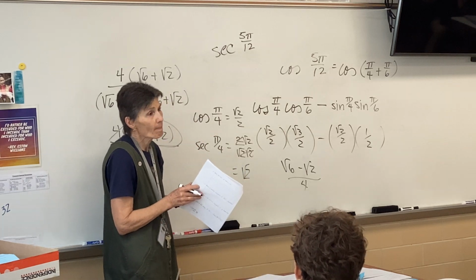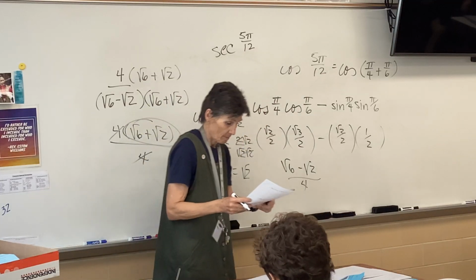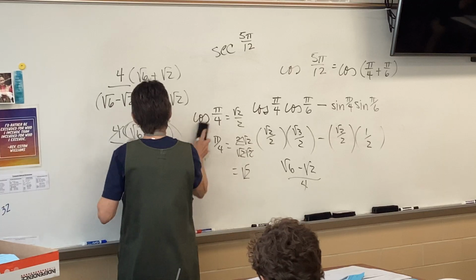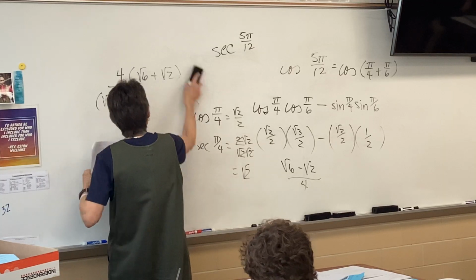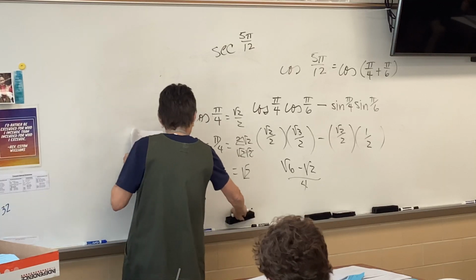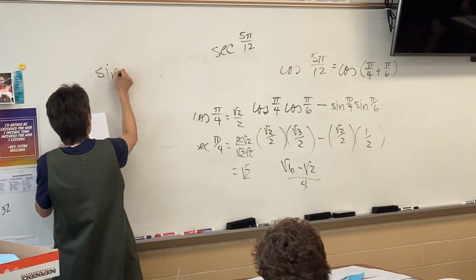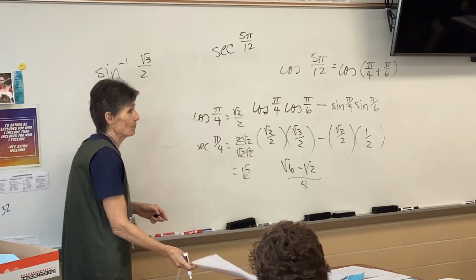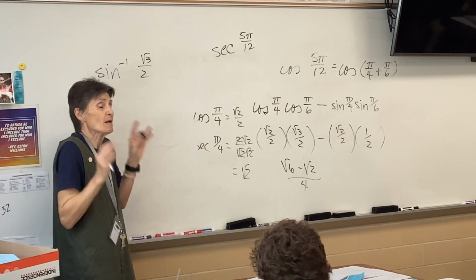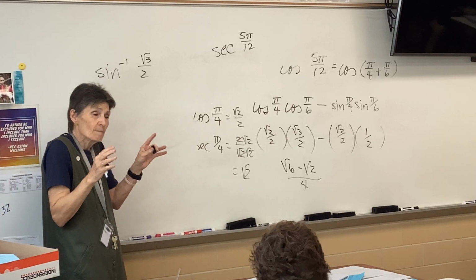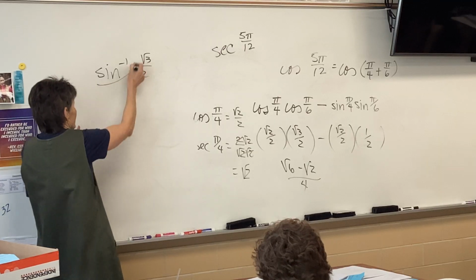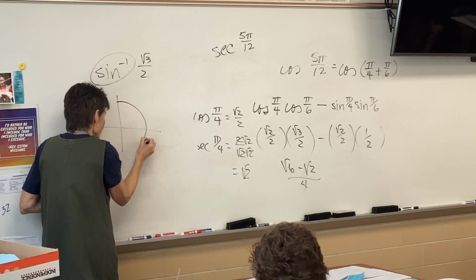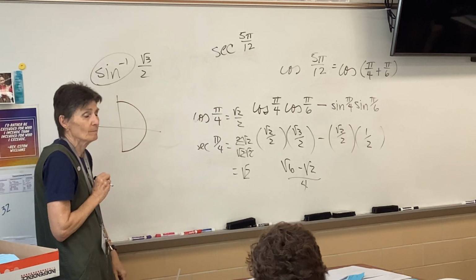Can you do 7? Which one? 7 or under it? Number 7, so the angle whose sine is root 3 over 2. Now, again, more stuff to remember, there's so much. This notation immediately means you are only looking at this part of the circle.